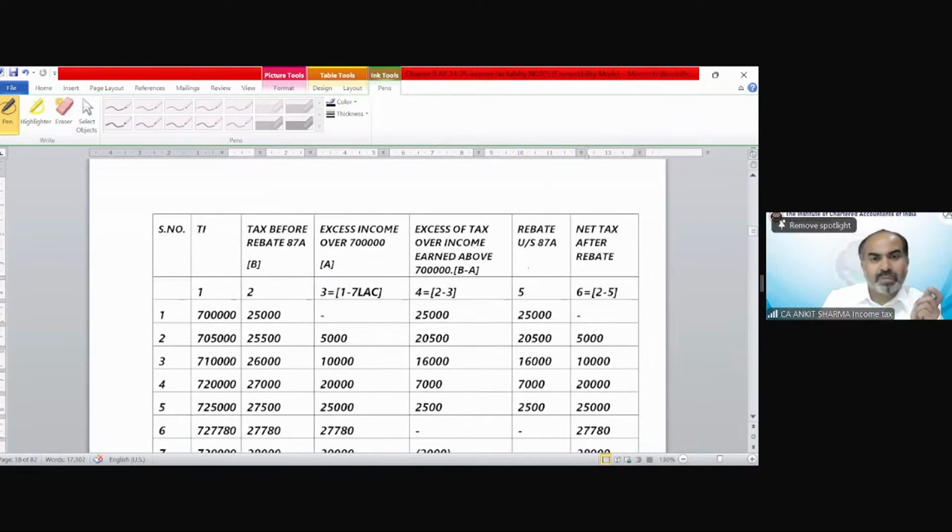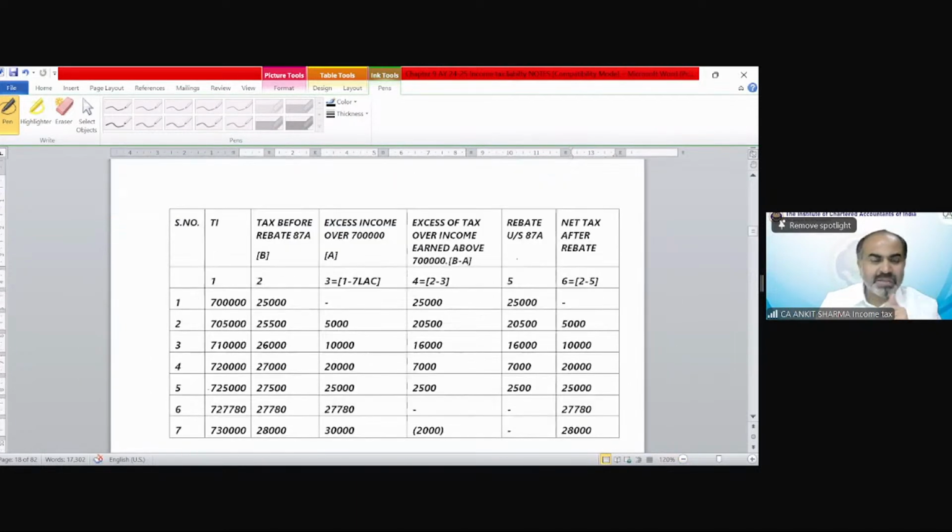Suppose the total income is 7 lakh rupees. Then we can get the rebate of 25,000 rupees completely. There would be no tax liability. Clear? Then suppose the income is 7 lakh 5,000 rupees. So as per the provision, the income is 7 lakh 5,000.